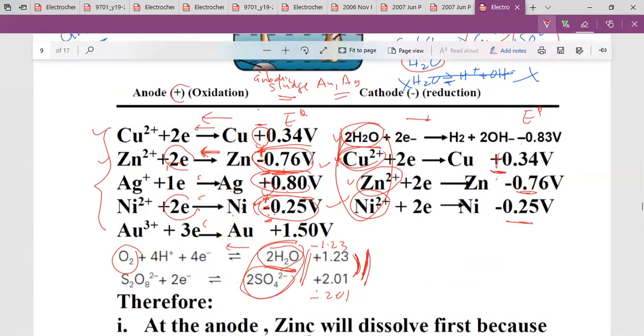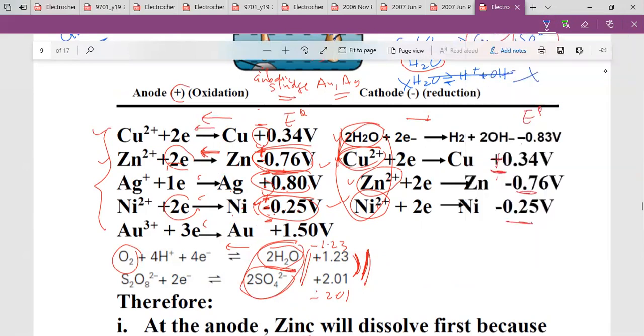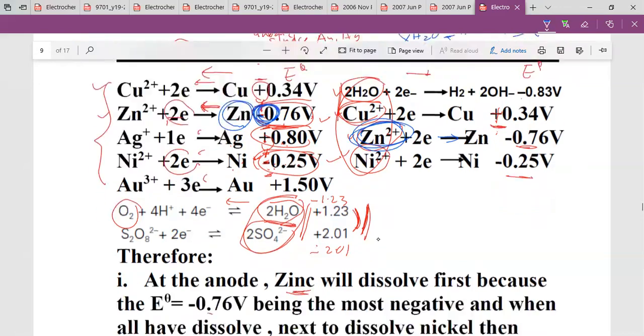Zinc, hold on now, guys. Zinc is the first one to dissolve. In the answer, you say why? Because it's the most negative of all. That's all. But actually, it's the most positive when going backwards. So how do we explain it in exams? Here it says, why is zinc not deposited? Because the E naught is very negative.